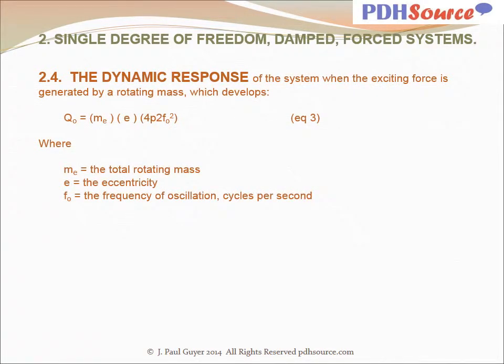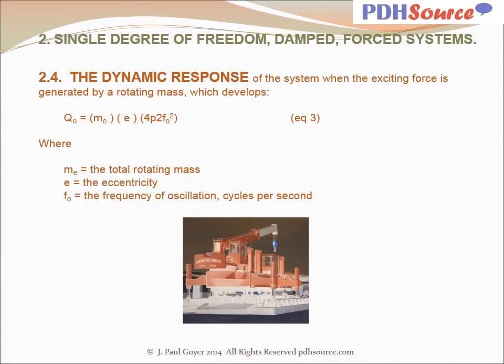The dynamic response of the system when the exciting force is generated by a rotating mass is calculated using equation 3 on slide 10, where m sub E is the total rotating mass, E is the eccentricity, and F sub O is the frequency of oscillation in cycles per second.